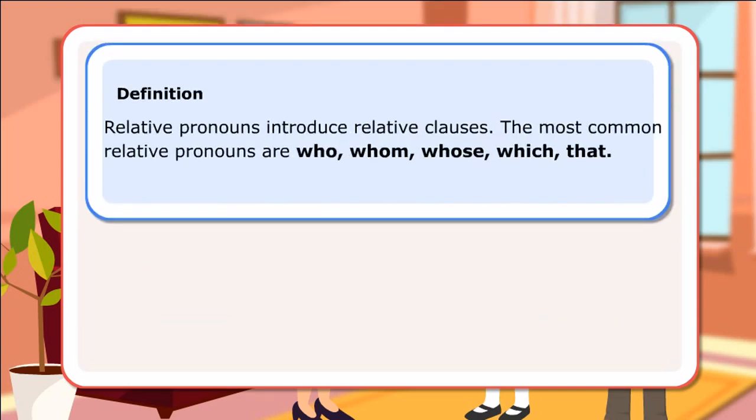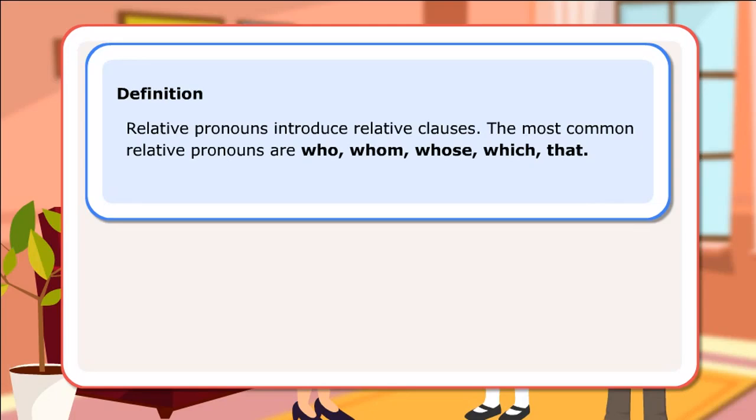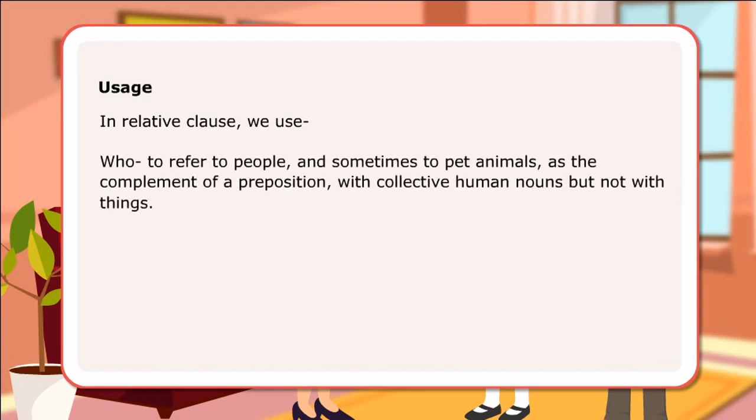Definition. Relative pronouns introduce relative clauses. The most common relative pronouns are who, whom, whose, which, that. Usage. In a relative clause, we use who to refer to people and sometimes to pet animals, as the complement of a preposition with collective human nouns but not with things. Whom to refer informally and always with a preposition.